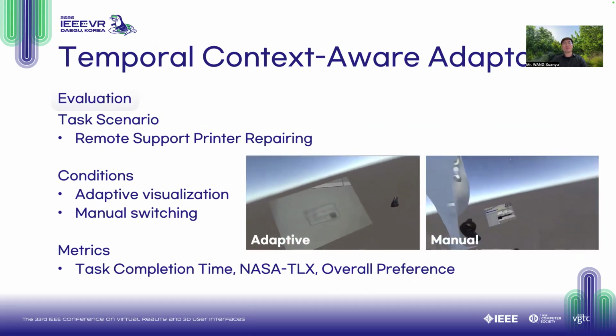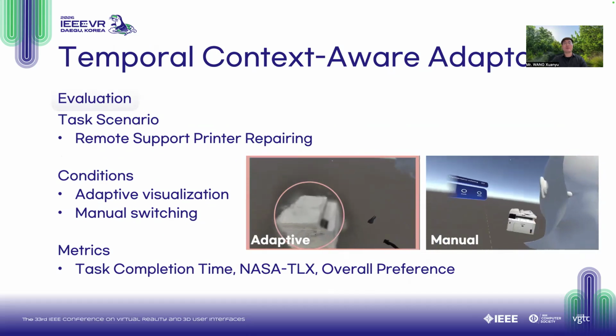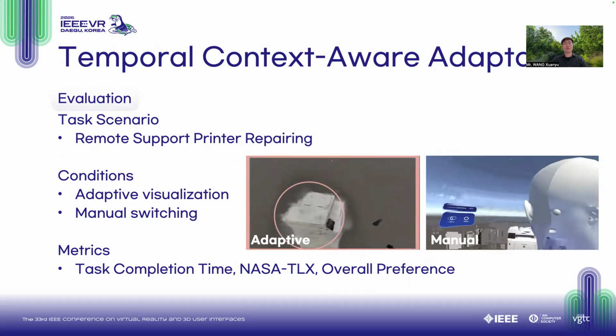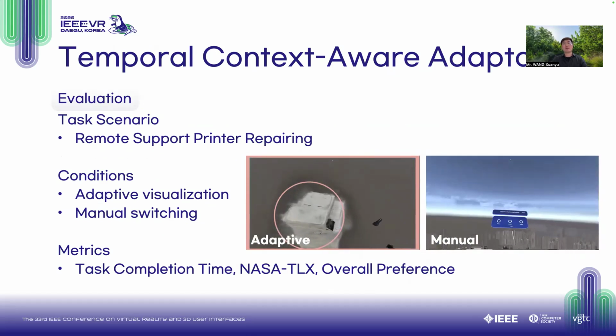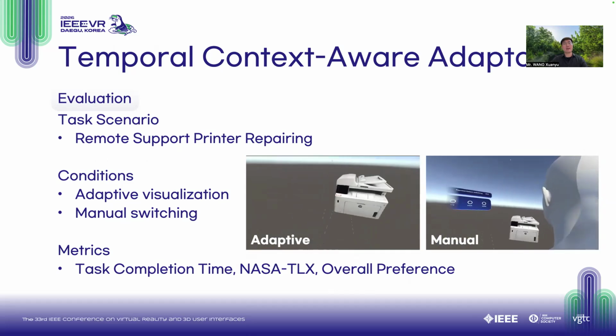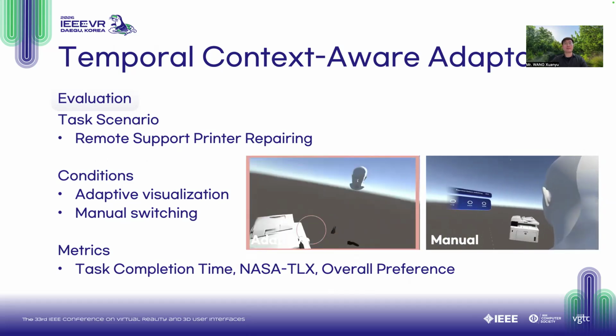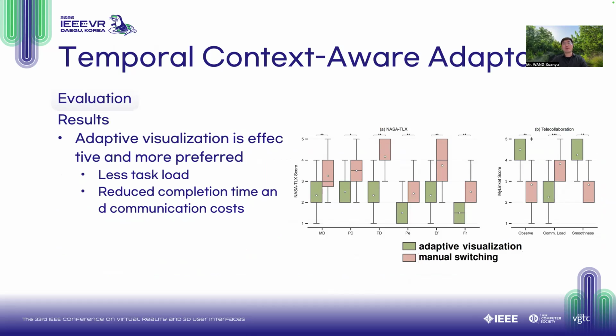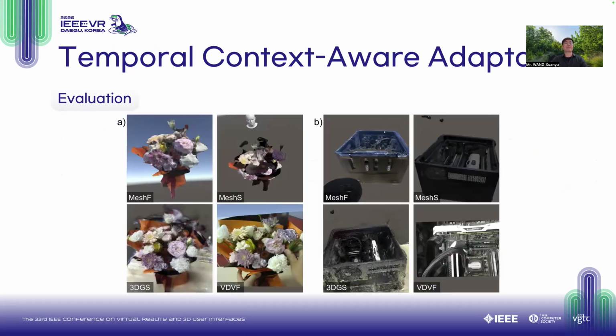Participants act as the VR user to lead the task, and they move and communicate naturally to complete tasks as in real-world scenarios. We compare our adaptive visualization with the manual switching condition and record task completion time, task load, and overall preference metrics. Results show that compared to manual switching, adaptive visualization enables smoother completion of telecollaboration tasks with less effort and leads to reduced completion time and communication costs. It syncs well with the user's viewing intentions and motions, intuitively providing the most contextually appropriate modality.